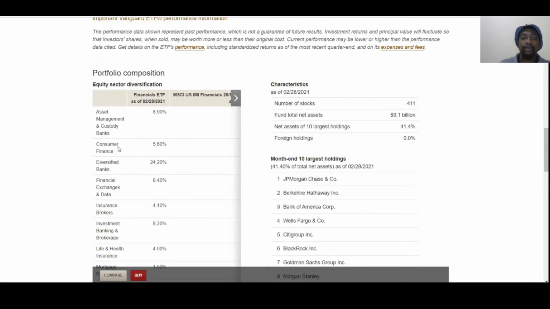Like in South Africa, we have the Satrix FINI or the FINI ETFs. It depends on the provider. It's similar to that one. We've been bullish on the FINI ETF. We have it in our South African tax-free savings account.